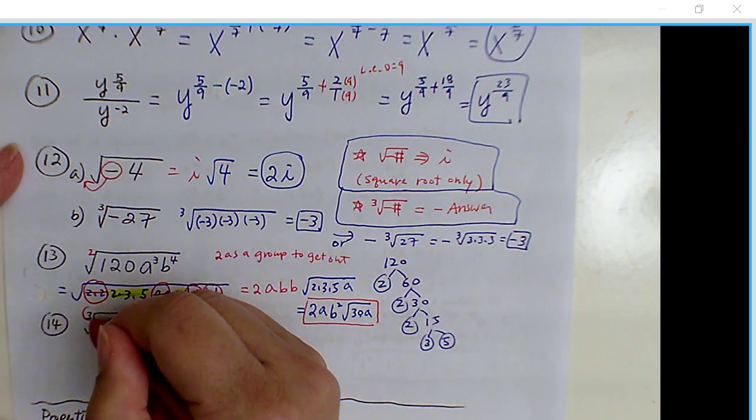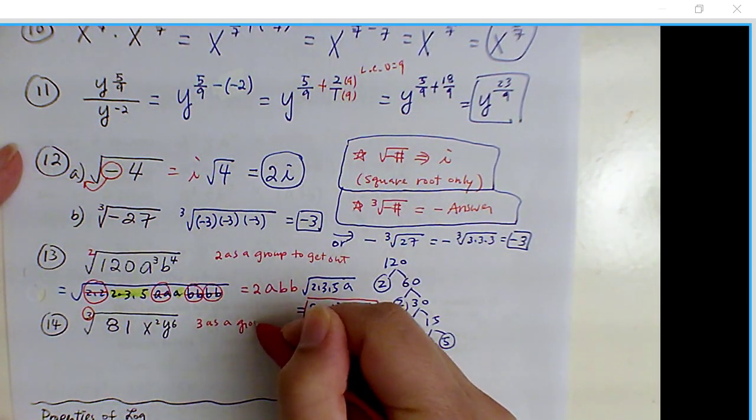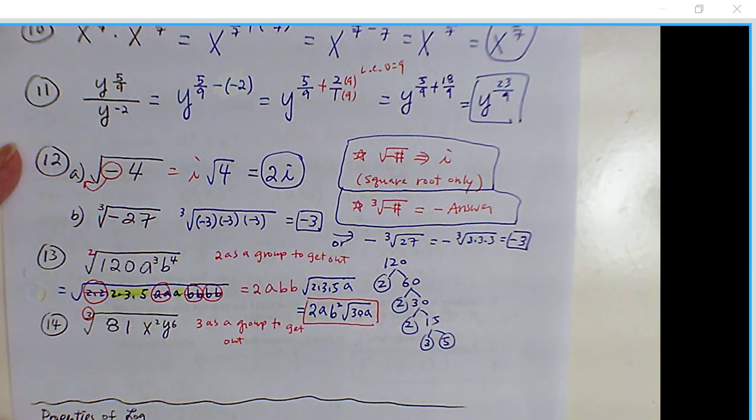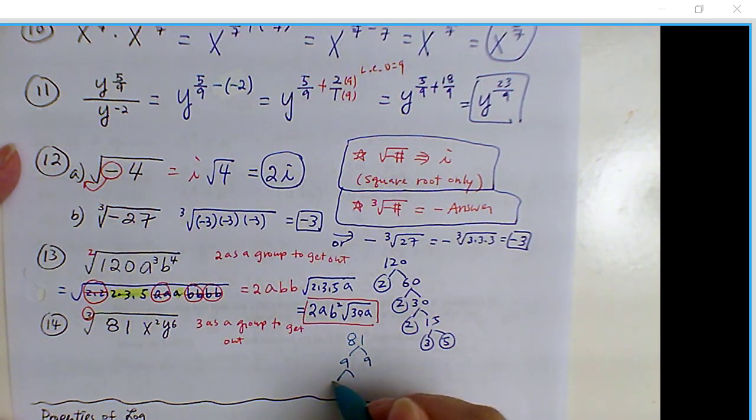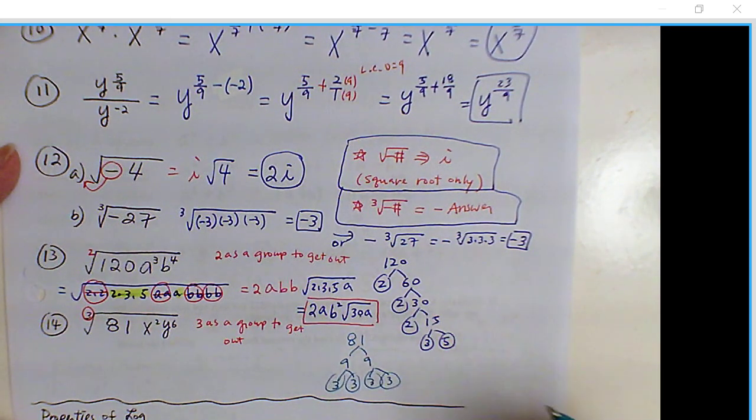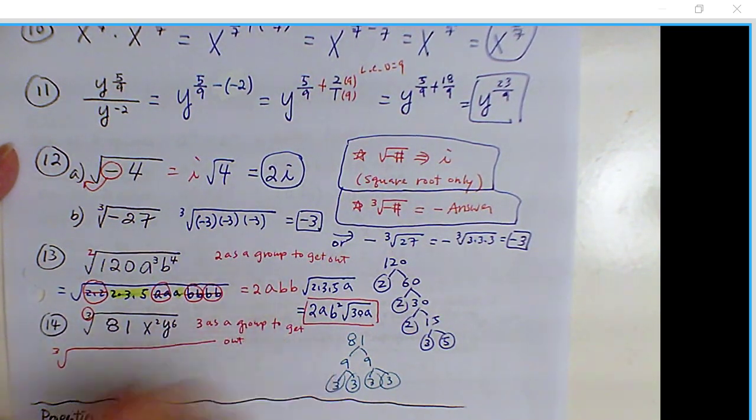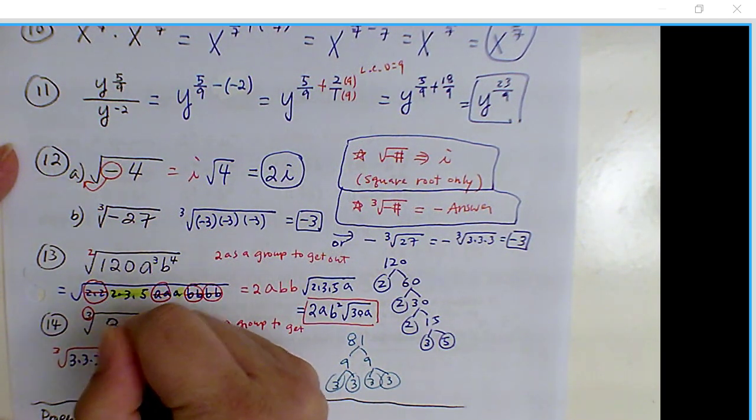The next one has a cube root. So with a root number of 3, I need 3 as a group to get out. I can break down the 81 on the side. So 81 can be broken down as 9 times 9, right? And then 3 times 3, 3 times 3. And we can stop once all of those numbers are prime numbers. So don't forget to put the little root number on the side. And then we can break that as 3 times 3 times 3 times 3.